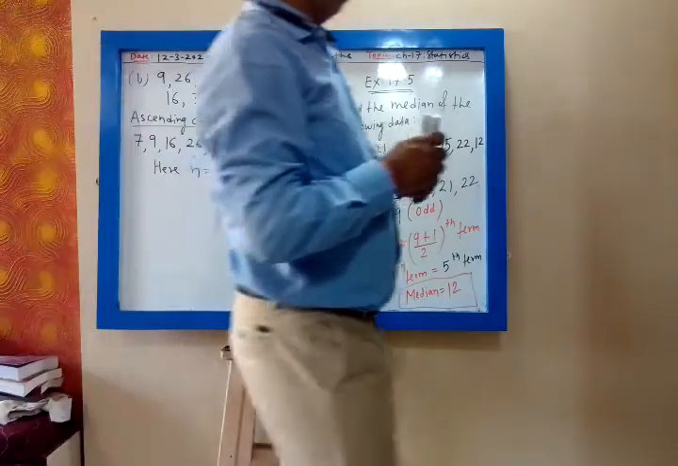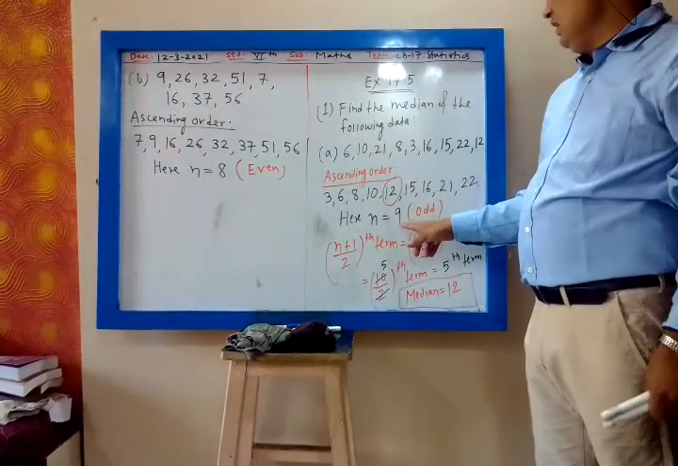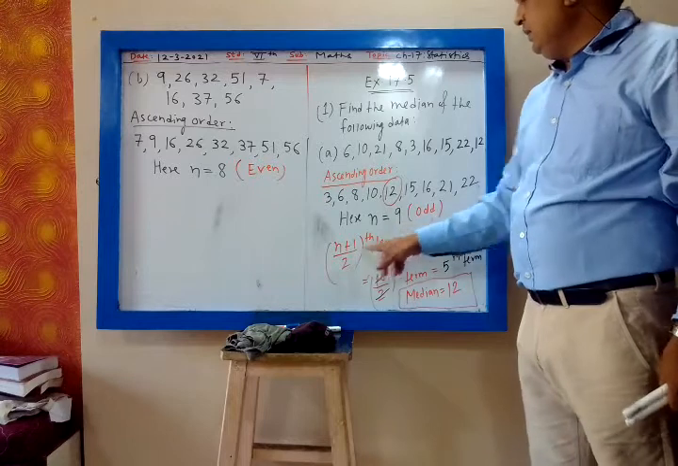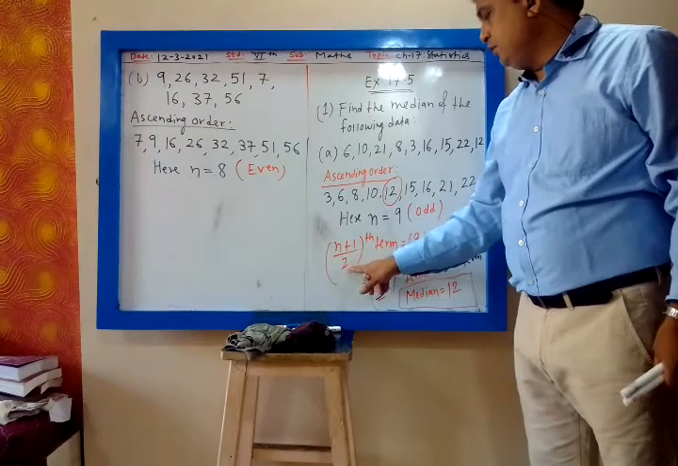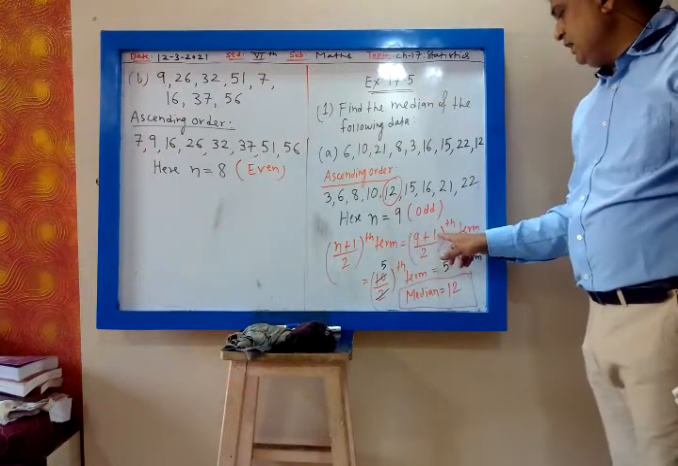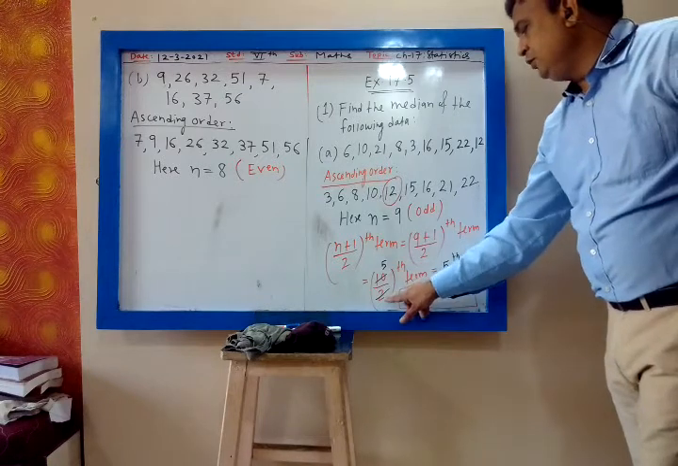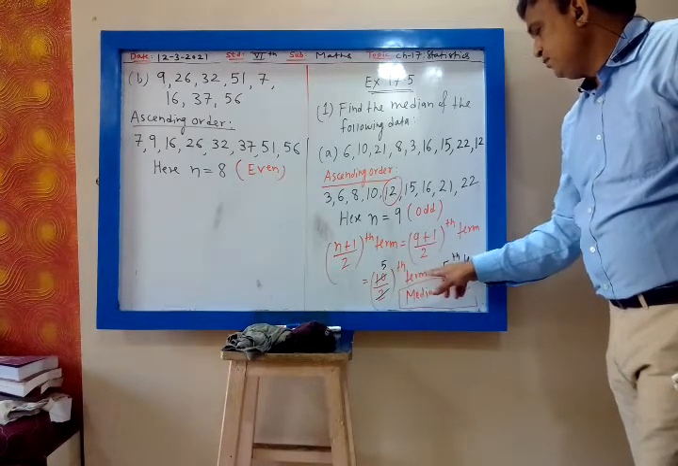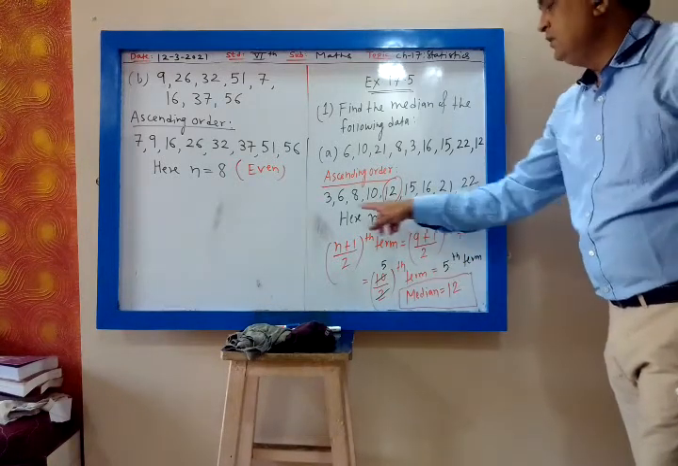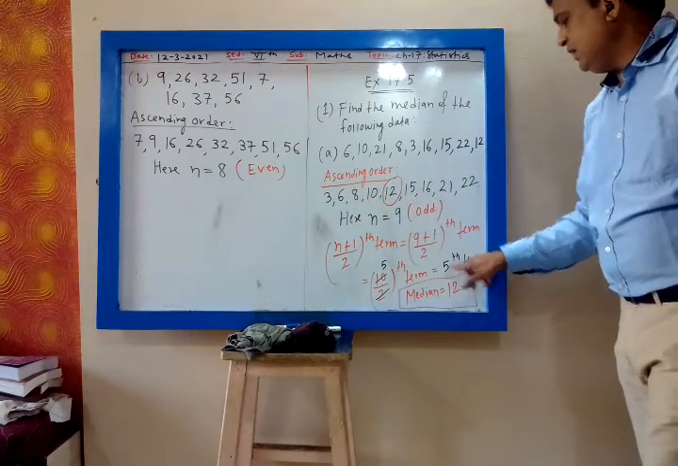If you are not understanding, see, in that chart I have drawn there. Whenever n is odd, the median will be the (n plus 1) upon 2th term. What is n? N is 9. So 9 plus 1 is 10, upon 2th term. That is the 5th term. 5th term is 12. So the median is 12.